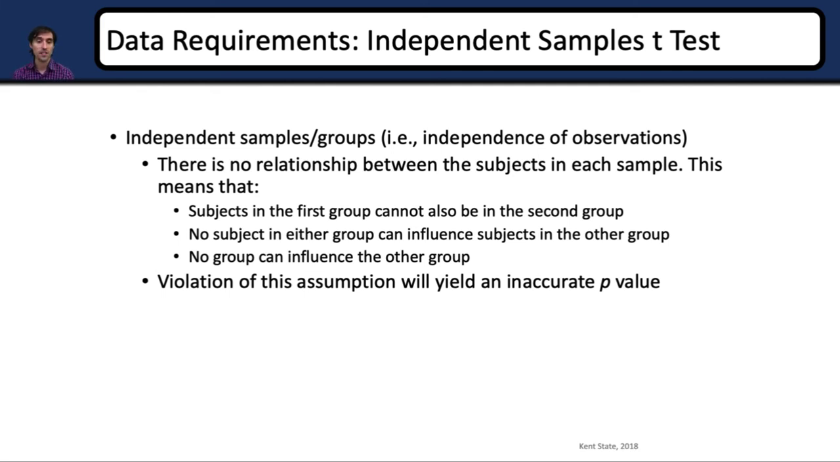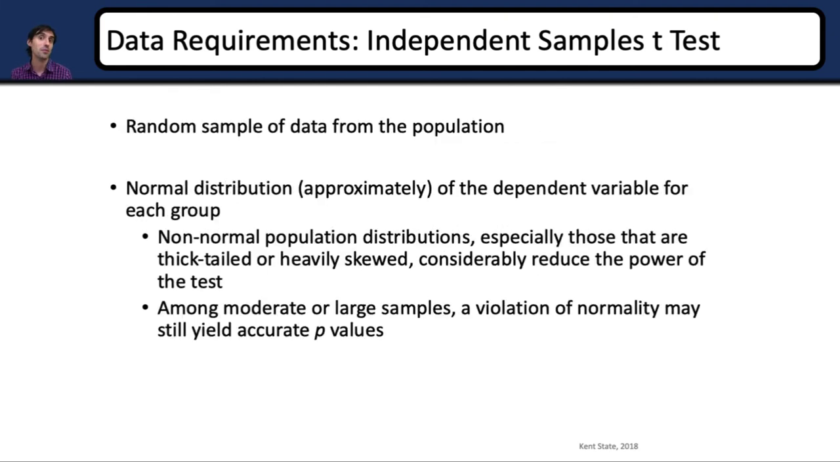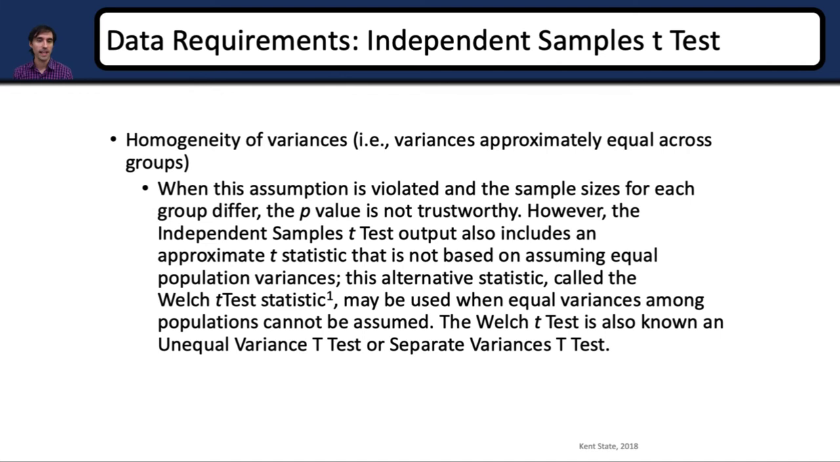So these are the assumptions that must be made. If they are not met, then your p-value will not be accurate and you run the risk of a type 1 error, maybe even a type 2. Okay, so again, it must be randomized. It must be normally distributed. And this is where we get the homogeneity of variances. This is basically making sure that the variances across both groups are equal.